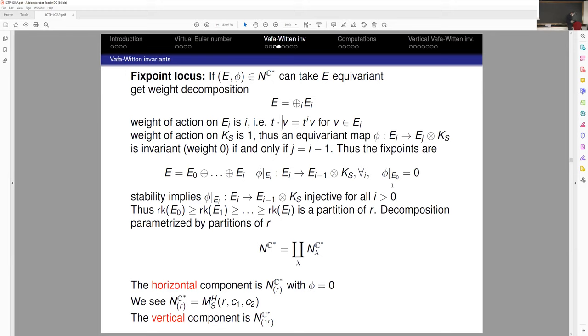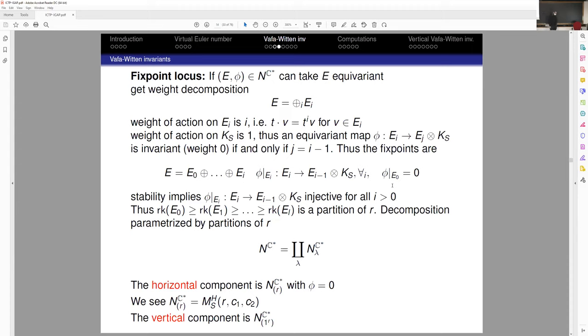Now, let's look a bit more at this. We wanted to compute this virtual number of points by integration over the fixed point locus. So if you want to do that, we have to know something about the fixed point locus. So let's describe the fixed points. Let's say E, phi is an element in the fixed point locus of the moduli space.